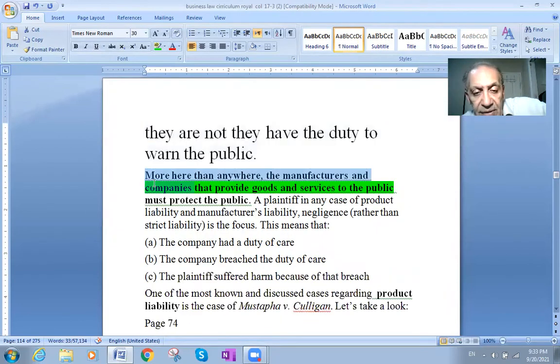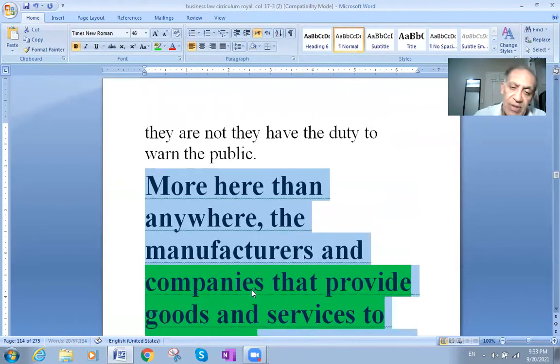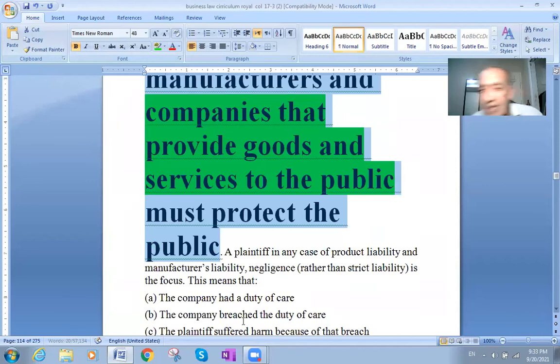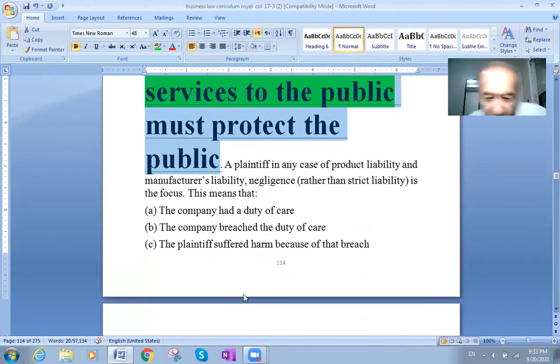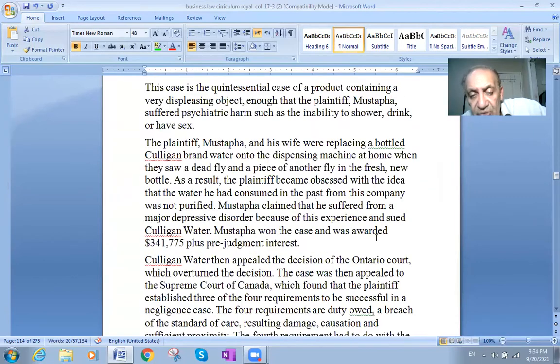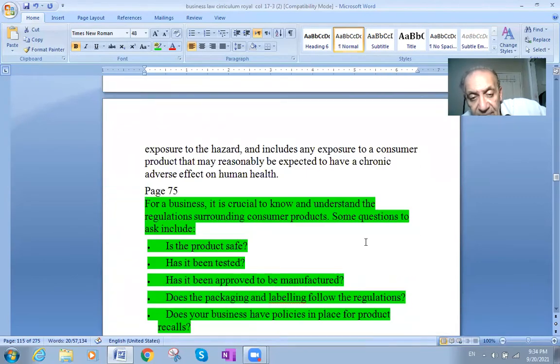Okay, more than anywhere, the manufacturers and the companies that provide goods and services to the public must protect the public. And here this is also under law. So as long as I'm an owner of a factory or have a manufacturing company, then I'm serving the public. I'm producing products for the public, so I also have to protect the public. I have to produce a clean and green product, not to pollute the environment.